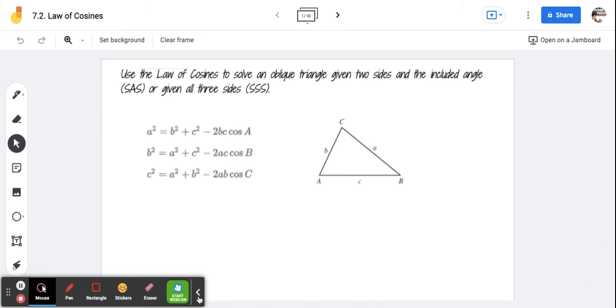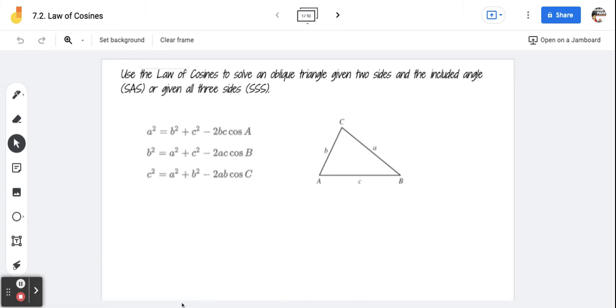Okay, this is section 7.2, law of cosines. In this section, you will use law of cosines, and those formulas are given right here, and they're also on your green sheet. This first slide is just showing you basically the formulas. Again, they're on your green sheet.